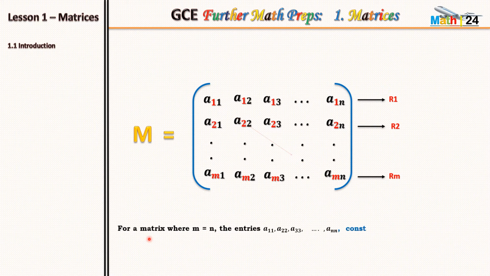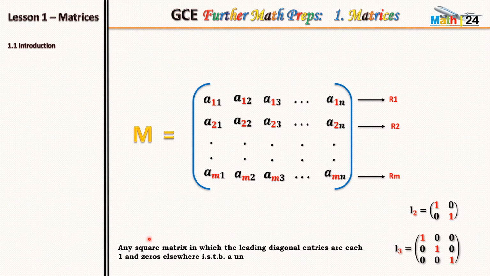For a matrix where the number of rows equals the number of columns, or m equals n, the entries along the leading diagonal, or A11, A22, A33, up to Amm or Ann, constitute the leading diagonal, and the matrix is known as a square matrix. So for a matrix to be a square matrix, the number of rows must be equal to the number of columns.